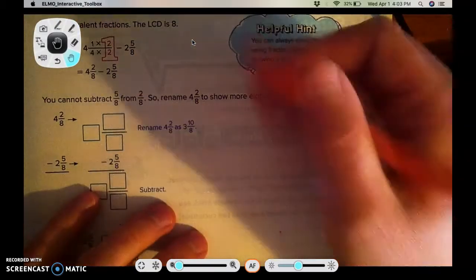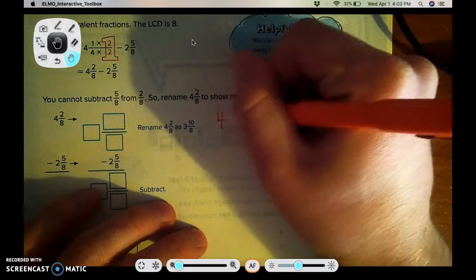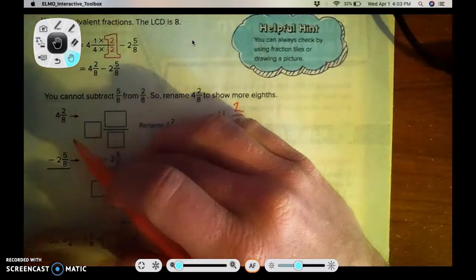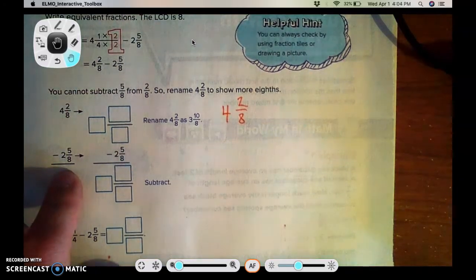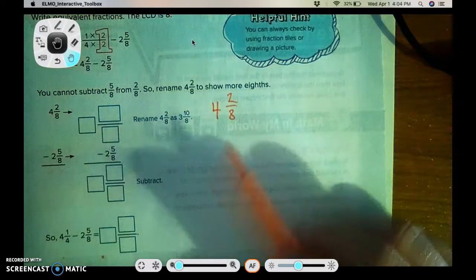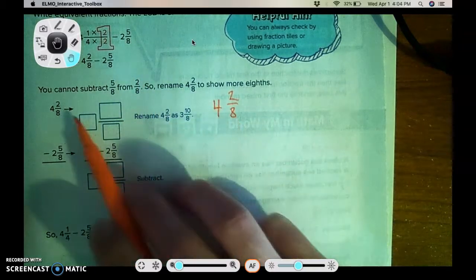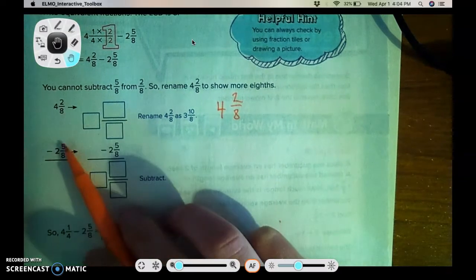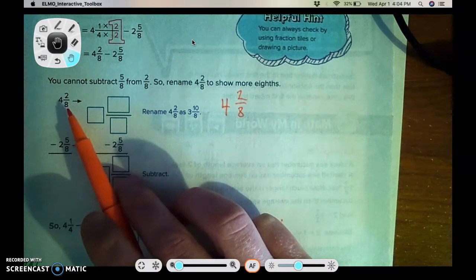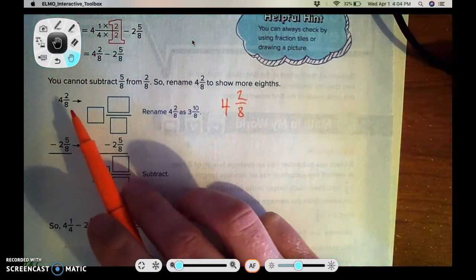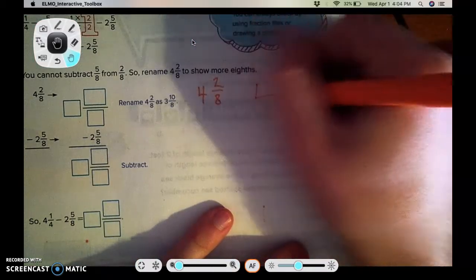What they did, and I'll show you kind of off to the side, was to take 4 2/8. They set it up as 4 2/8 minus 2 5/8. But when we take our fractions and we try to subtract 2/8 minus 5/8, I'll show it over here, 2/8 minus 5/8, we can't take away 5 from 2. We don't have enough. So again, we have to rename or regroup one of our wholes. So I'll kind of draw a model out real quick maybe.